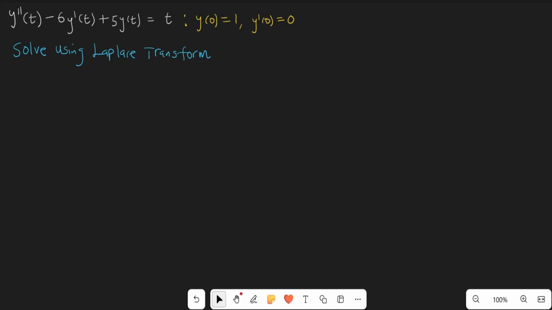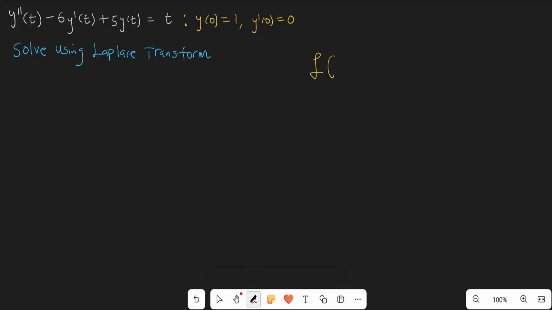In this video, we are going to use the Laplace transform to solve this differential equation with initial value condition. Right. So, if you can recall from my previous video, we derived the Laplace transform of the derivatives of the functions. So, we are going to recall them now.